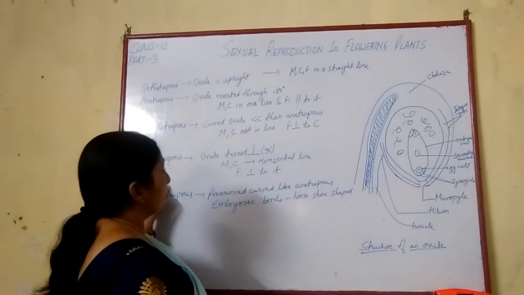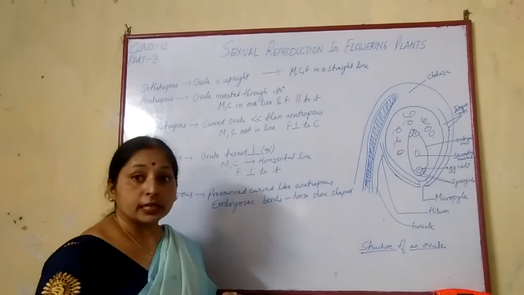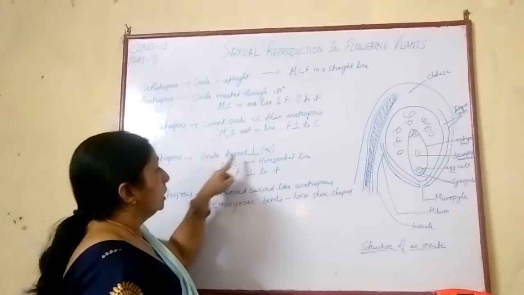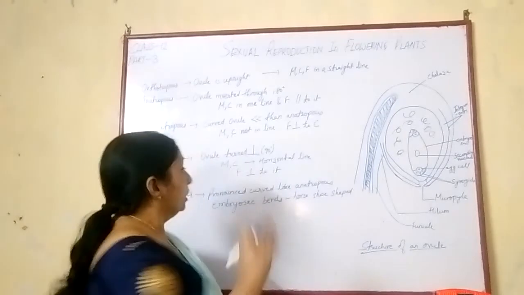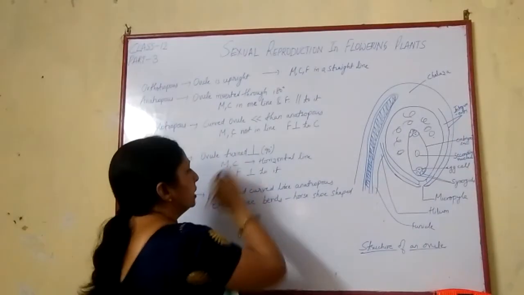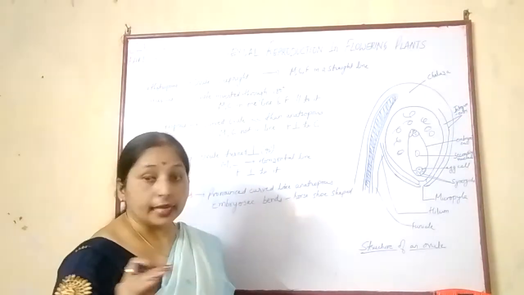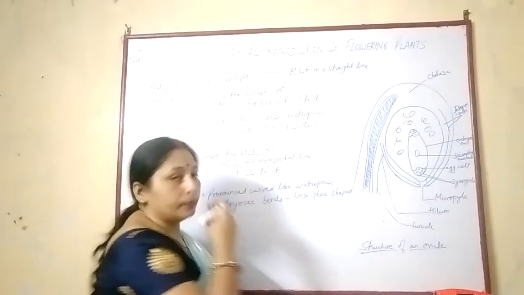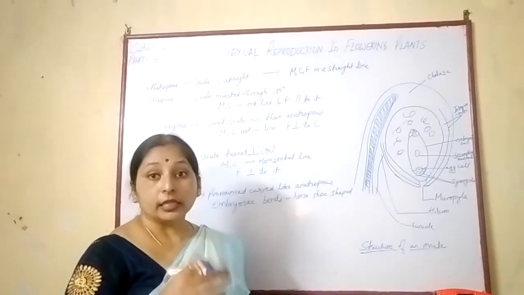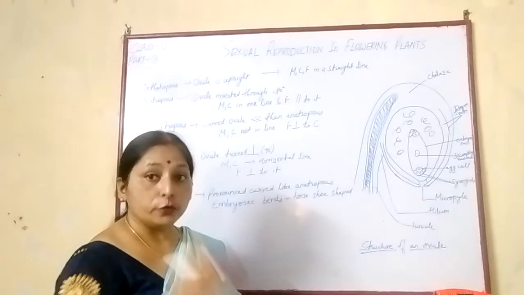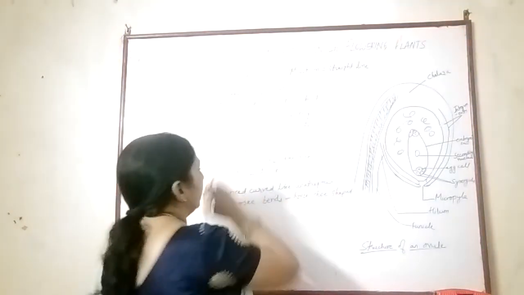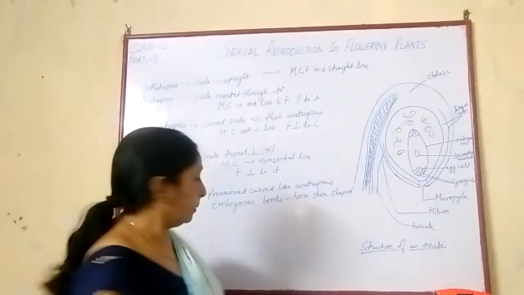Next is the hemitropous condition. Hemitropous condition is when the ovule is turned perpendicular. When the ovule turns perpendicular, micropyle and chalaza are in a horizontal line and the funicle is perpendicular to it. The funicle is the point of attachment of the ovule. So the funicle is perpendicular, the ovule is perpendicular, and micropyle and chalaza are in a horizontal line.